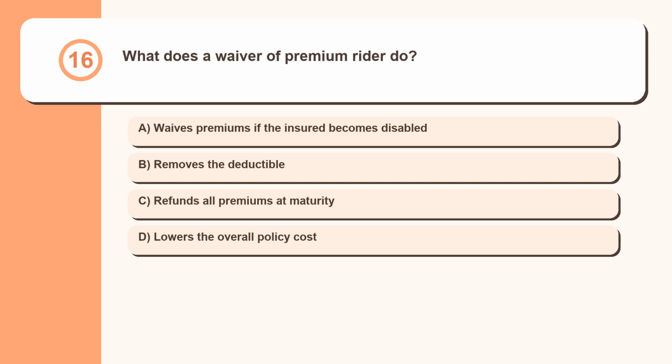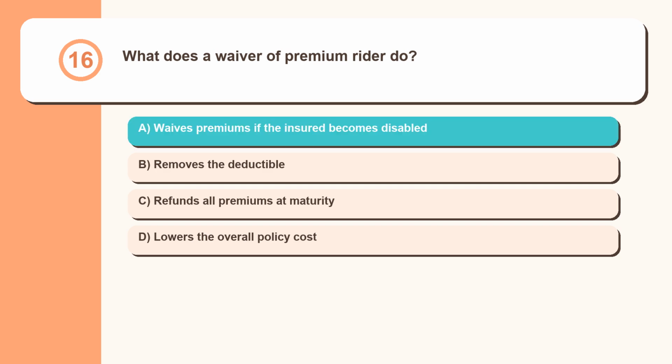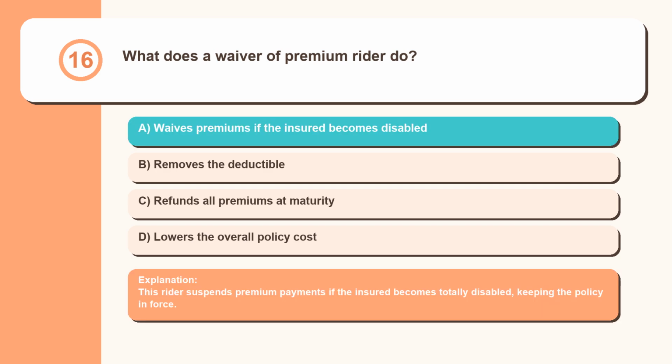Question 16. What does a waiver of premium rider do? Waives premiums if the insured becomes disabled, removes the deductible, refunds all premiums at maturity, lowers the overall policy cost. This rider suspends premium payments if the insured becomes totally disabled, keeping the policy in force.